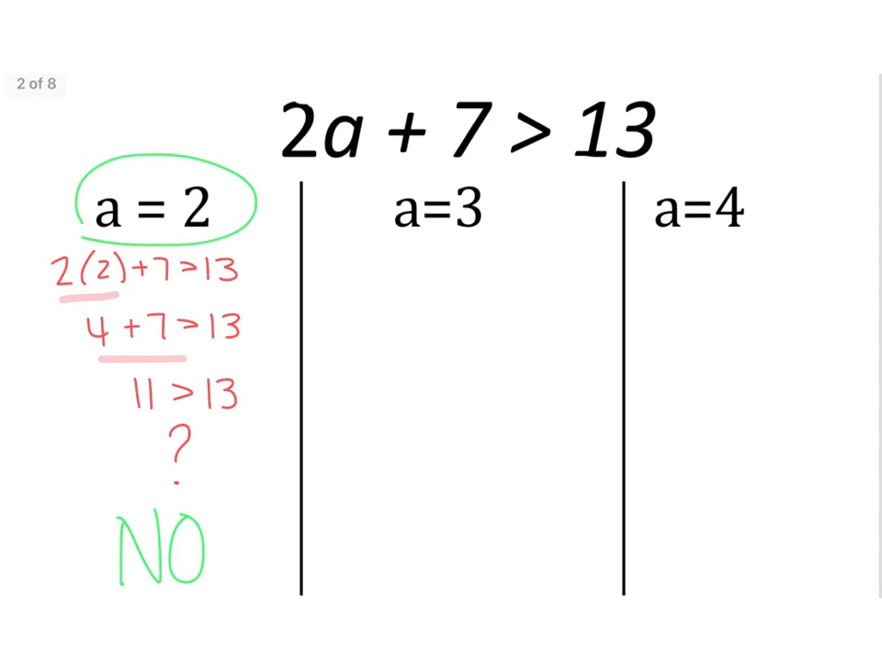So they give us a different value here. They say, okay, what about if a is 3? So let's rewrite it. 2 times 3 plus 7 is greater than 13. First thing we're going to do is 2 times 3, which would be 6. Bring down plus 7 is greater than 13. Right now we're going to do 6 plus 7. 6 plus 7 is 13, is greater than 13.